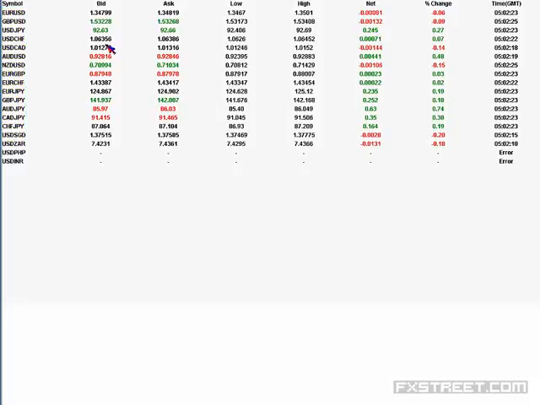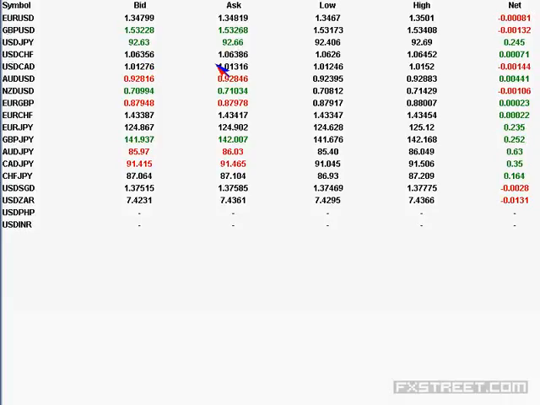Then in the case of CHF, 1.0635 and 38 are the current level. Then 1.0626 is the low, 1.0645 is the high. The net change is 7 pips positive. Again, a narrow range spread is seen between the low and the high during the Japanese session.